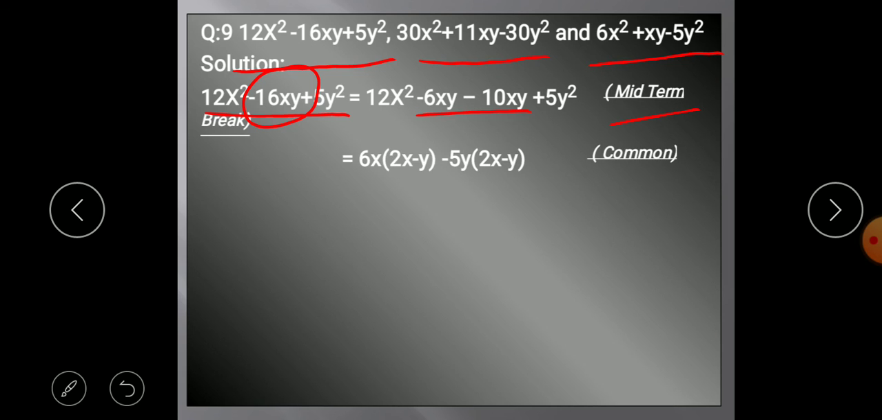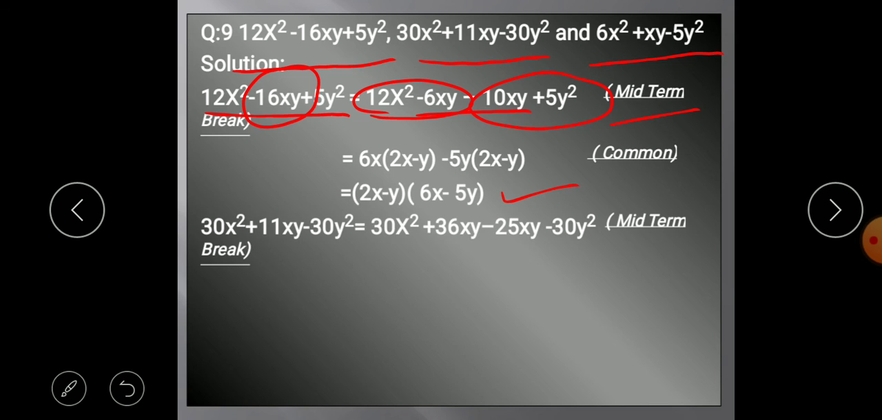Then we have found the common. So in these two terms 6x is common, in these two terms minus 5y is common, and this is the final factors of the given first polynomial. Similarly, we have here the second polynomial. Again we have applied the same middle term break method, and according to the middle term break method, plus 11xy has been split into these two terms.